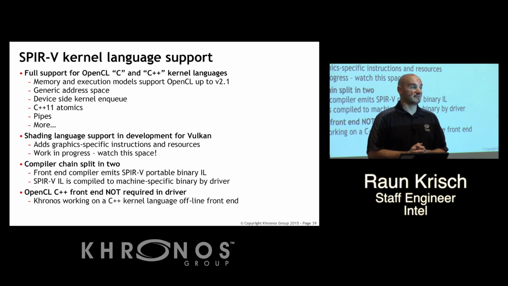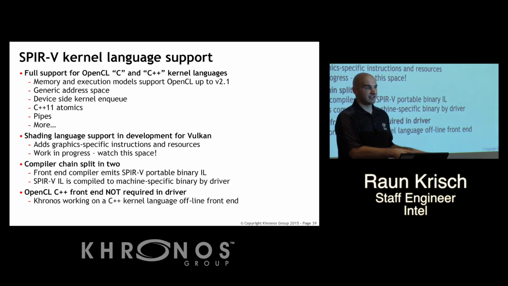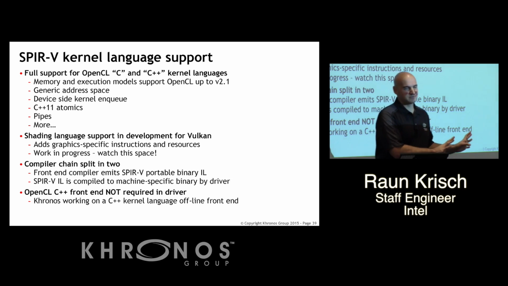There's no more describing my pipe as a void star pointer in the older versions of SPIR and then tacking along this extra information saying, no, that void star pointer is really a pipe. Treat it as a pipe. We don't have to do that anymore.